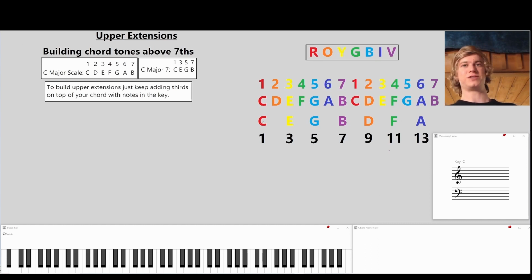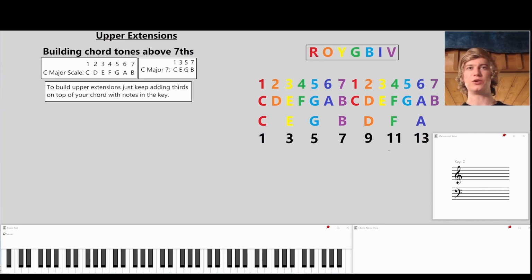And now something interesting happens when we're adding these upper extensions. So since I labeled every note in the chord a different color of the Roy G. Biv, let's look at what happens when we add these upper extensions up to the 13th. Okay, so as you can see, I have a red, orange, yellow, green, blue, indigo, and violet. Okay, as you can see, that goes over every color that I labeled my C major scale as, since I just labeled the C major scale that Roy G. Biv.